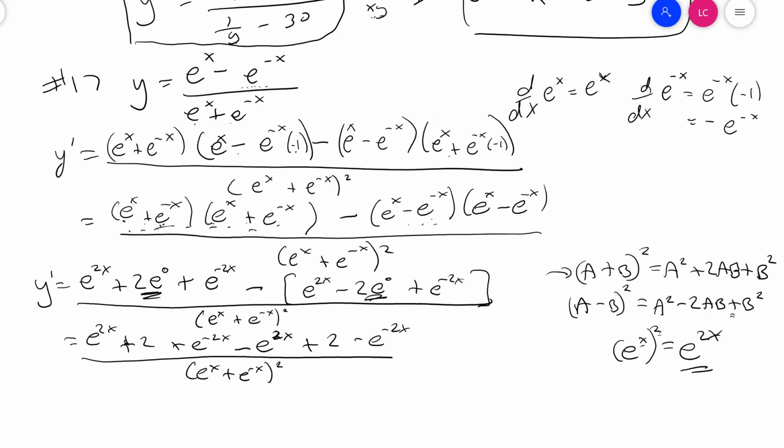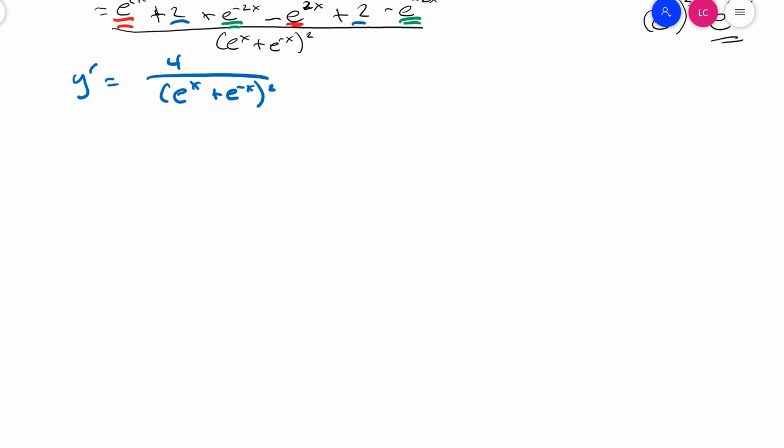All right, so let's see what's happening. The e to the 2x's go away. The e to the negative 2x's go away. And so what am I left with? A 2 and a 2, right? So y prime is equal to 4 over, there we go.